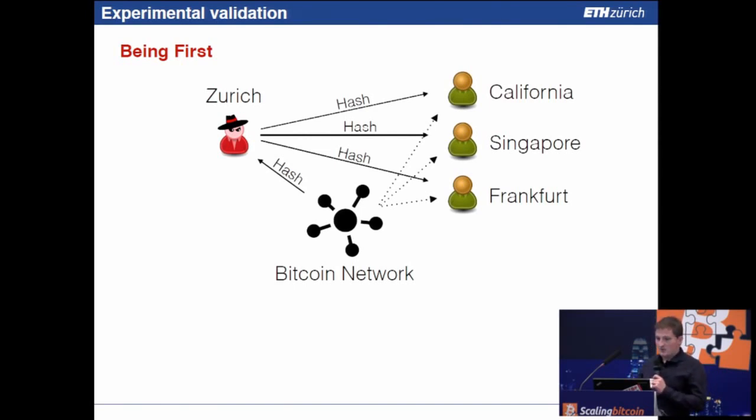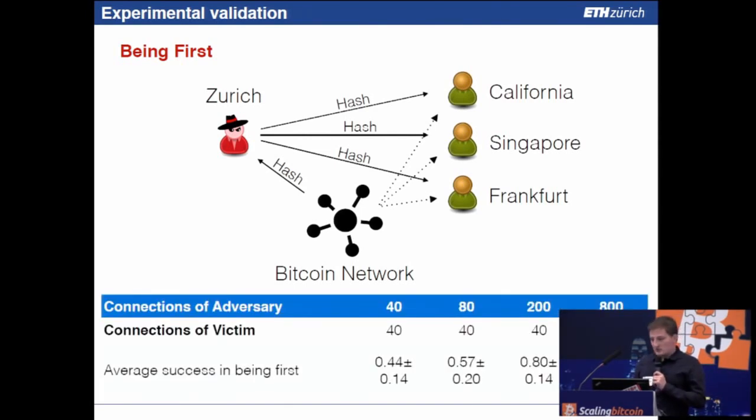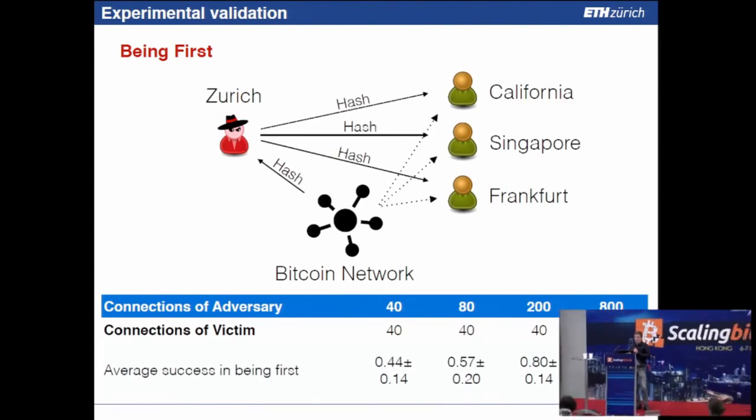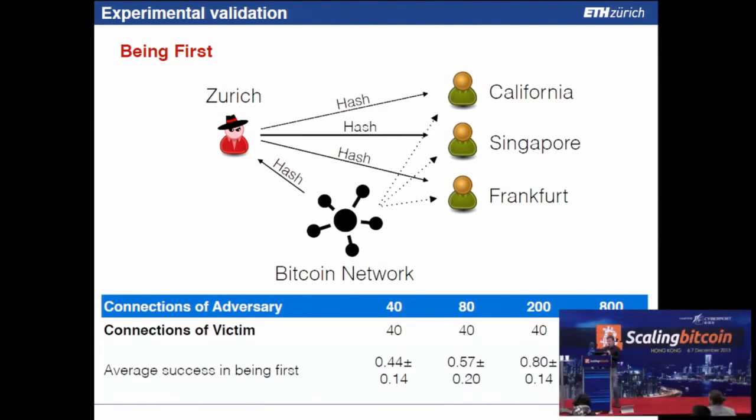And if we were fast enough to relay this first, faster than the network, we counted this as a success. Just to give you a couple of numbers, they are actually independent of the connections of the adversary and the connections of the victim. These are connections to full nodes, so no SPV clients here, because they don't forward data, so they are irrelevant. What's interesting is that the more connections the adversary has in the network, the earlier he gets information, so we had about 90% probability of being first to relay a hash.